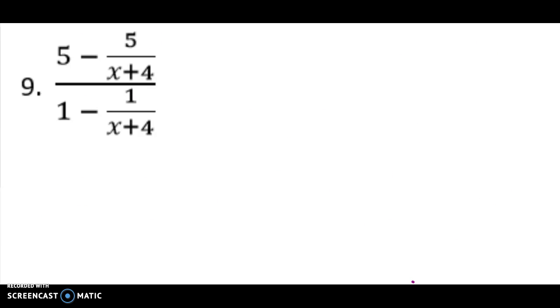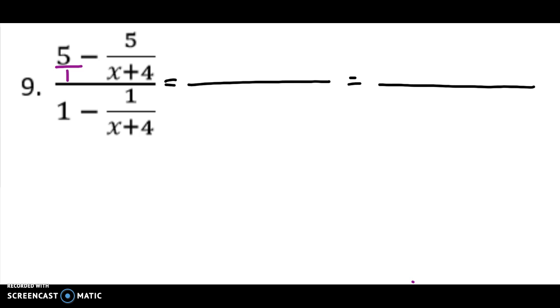All right, number 9, same thing. We have fractions in both the numerator and the denominator. So this is going to take a little bit of work here. I'll get some big fraction bars ready for us. Okay, so underneath this 5, we have a 1. So our denominators are a 1 and an x plus 4.